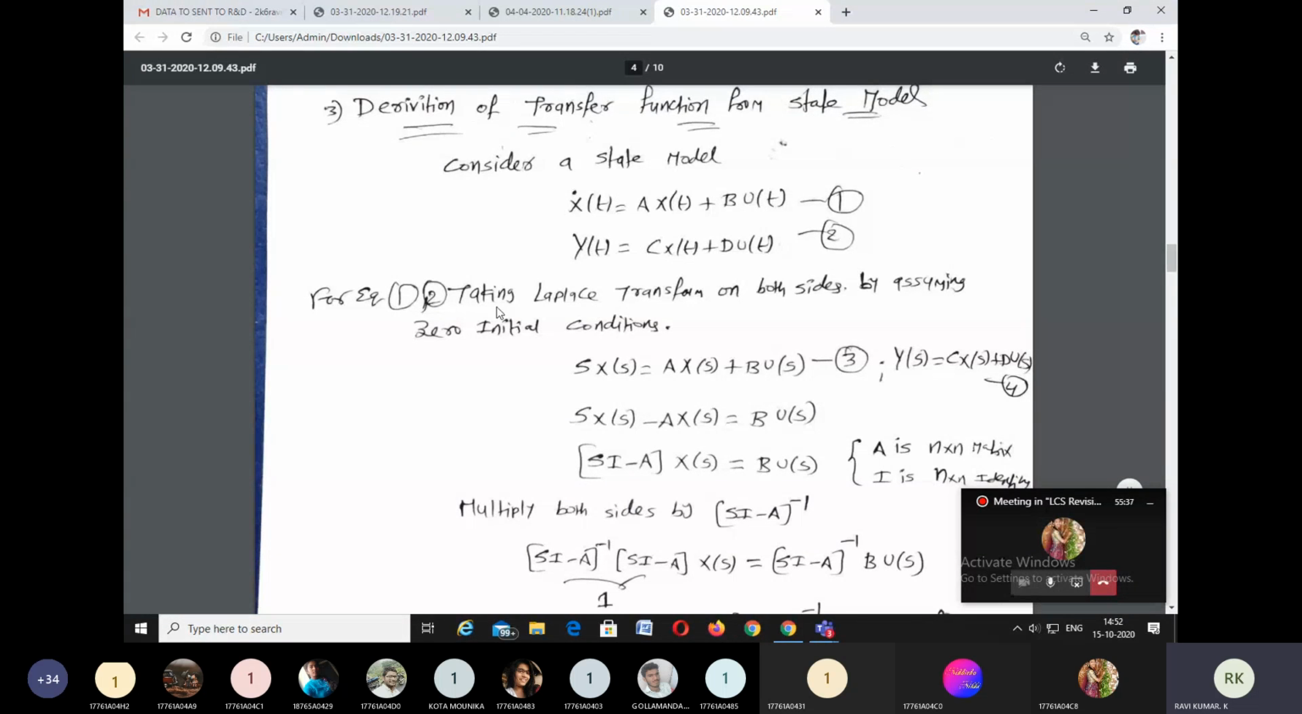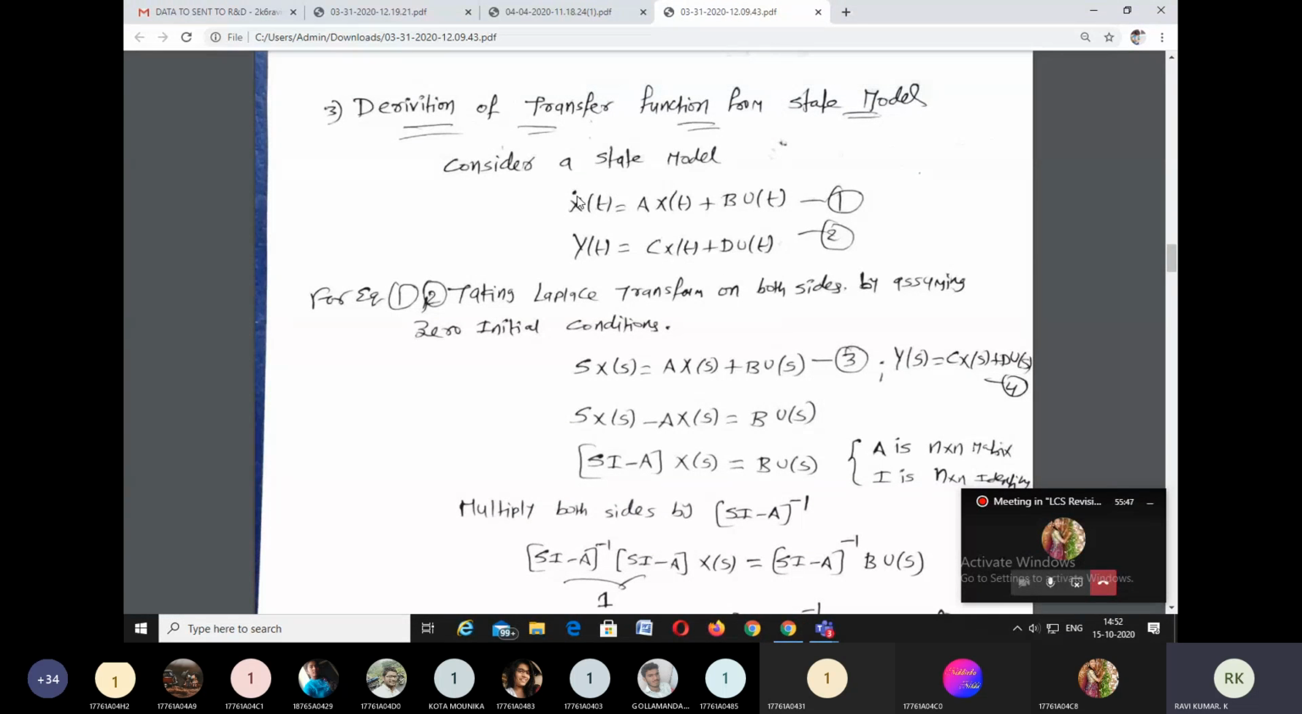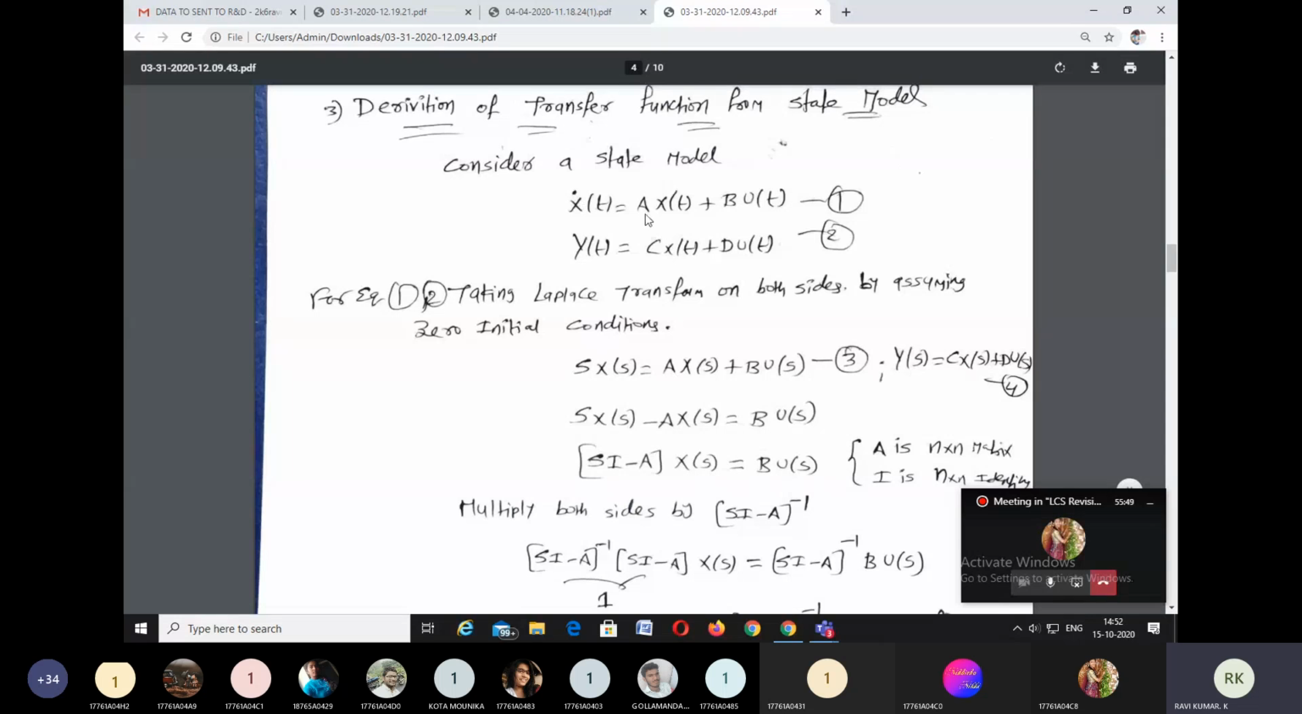Apply the Laplace transform on both sides of the first equation. So x dot means one time derivative, so we will get s into X of s, right? s X(s) is equal to A X(s) plus B U(s). That is the Laplace transform of the first equation. And also Y(s) is equal to C X(s) plus D U(s). That is the Laplace transform of the second equation, right?